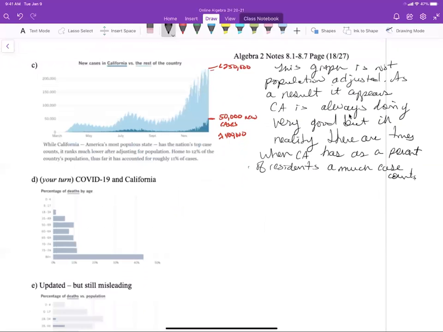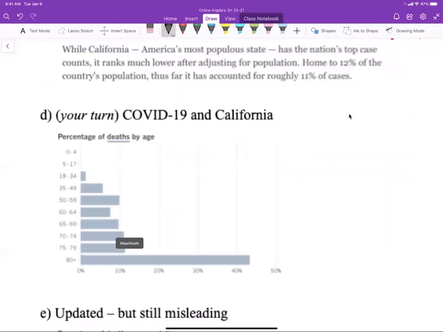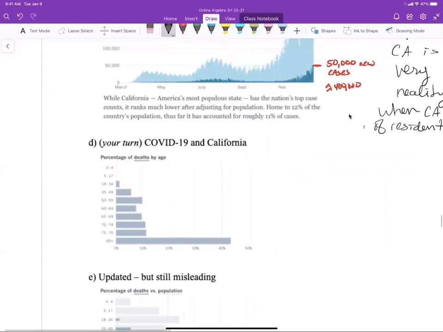All right, try one yourself. Let's take a look at this one. This has actually been published by the LA Times. COVID-19 in California. This is the percentage of deaths by age. So how about you take a look at that and see if you see anything that stands out.